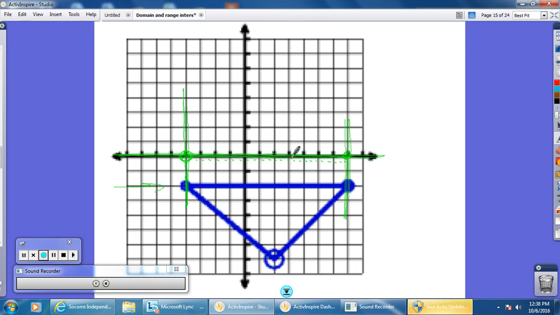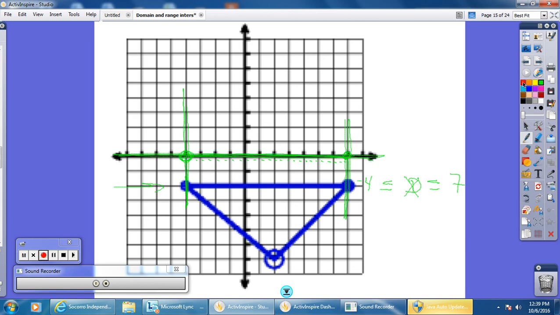So here are my domain values. My domain, they're solid circles, are between -4 and +7, and they're both included. Oh, and this is my x. All right? So now for the range answer.